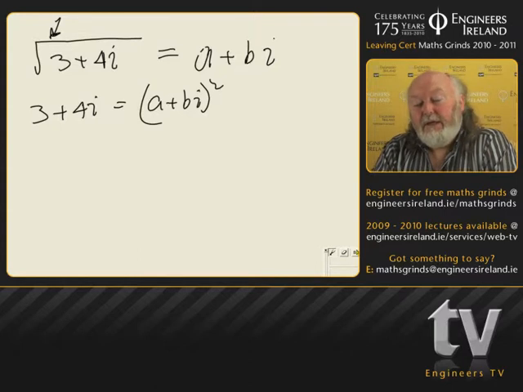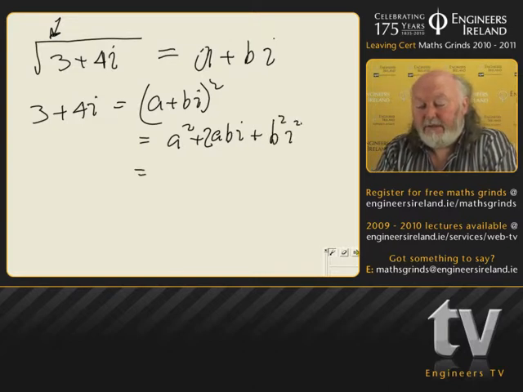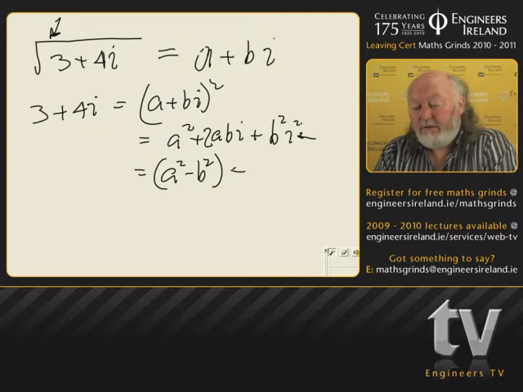Okay? And what will that give us? a by a is a squared. a by bi is abi, right? bi by a means there'll be 2 of these, and I've got b squared, i squared. So what I have is a squared minus b squared. That's making that minus 1. That's the real bit, plus 2abi.